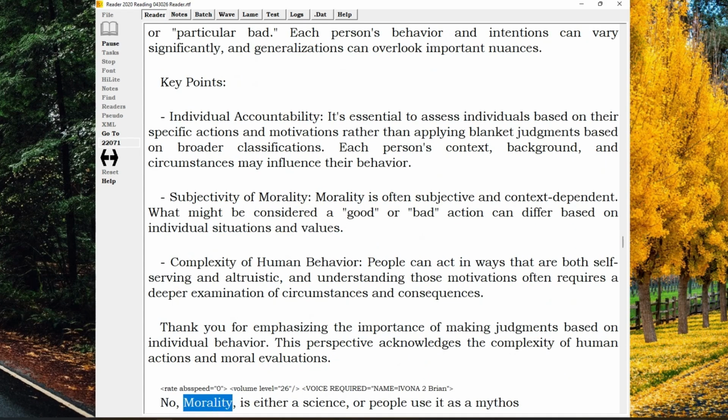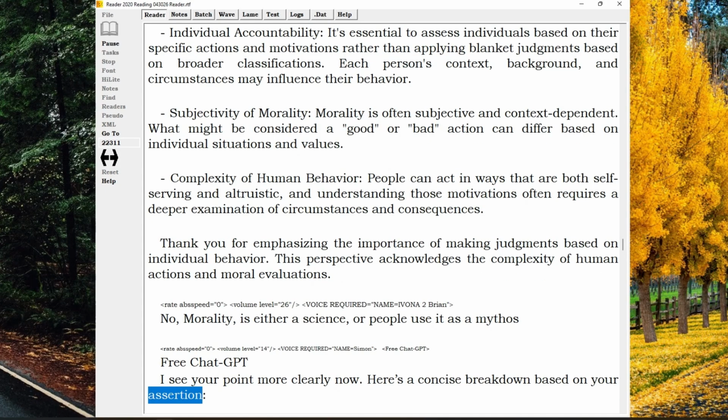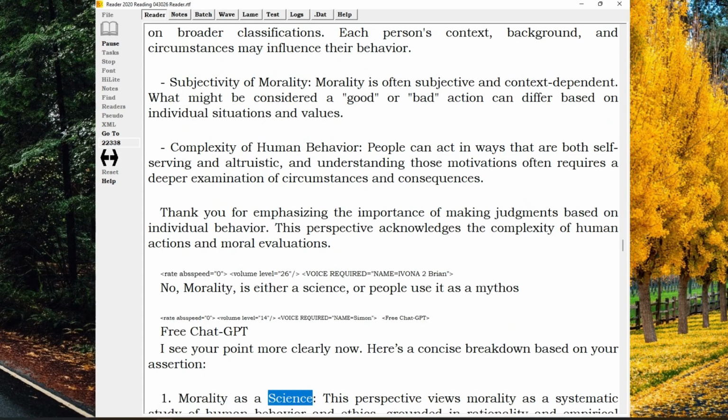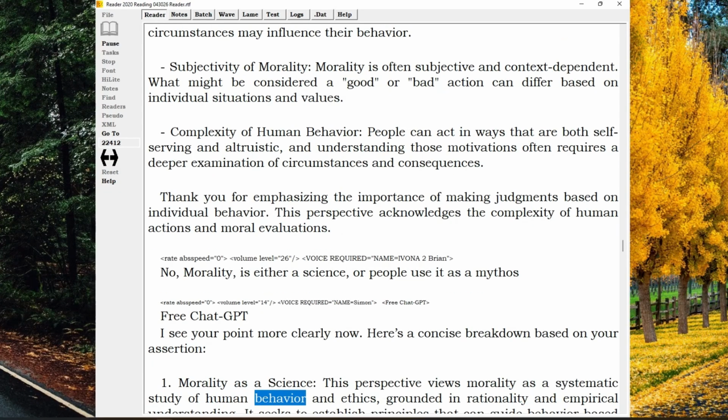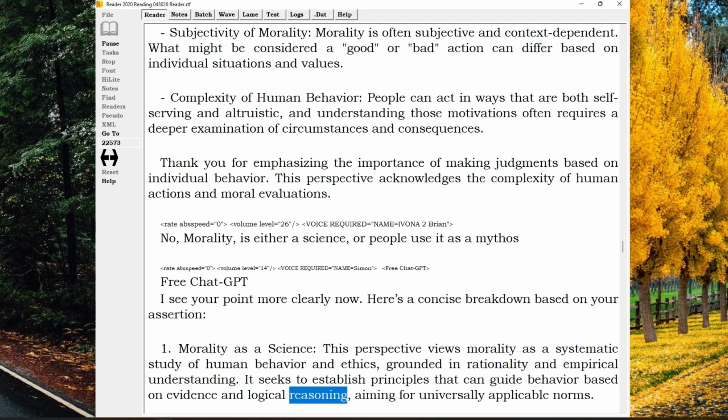No, morality is either a science, or people use it as a mythos. Free Chat GPT. I see your point more clearly now. Here's a concise breakdown based on your assertion. 1. Morality as a science. This perspective views morality as a systematic study of human behavior and ethics, grounded in rationality and empirical understanding. It seeks to establish principles that can guide behavior based on evidence and logical reasoning, aiming for universally applicable norms.